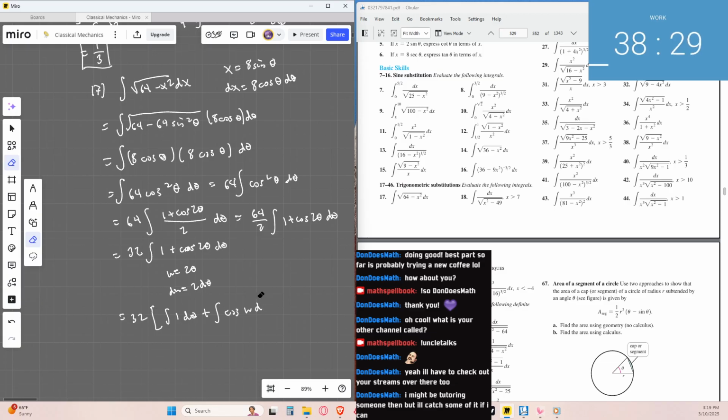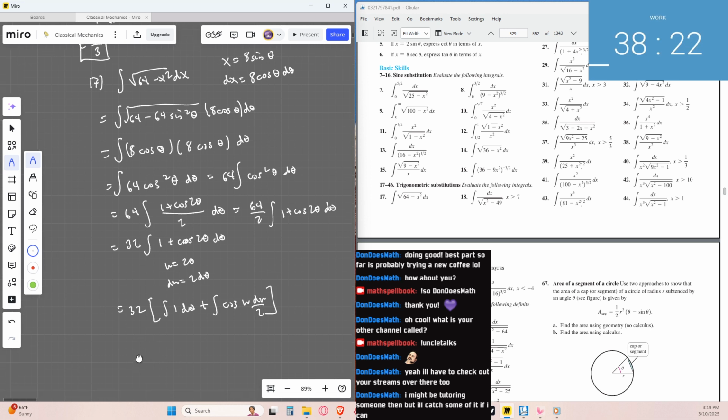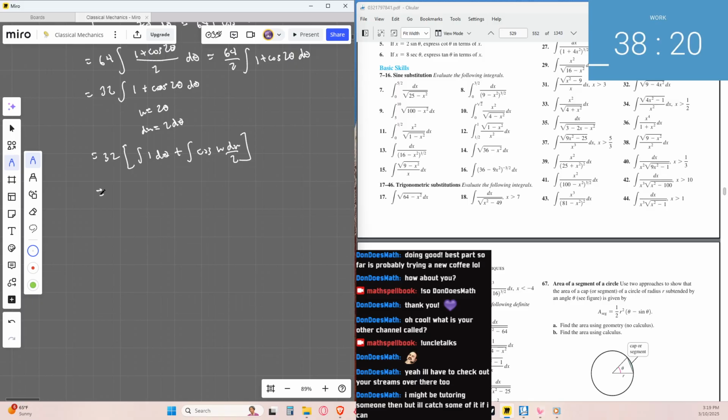Oops. And then that would be 2 underneath there, so let's just bring this up so you guys can see it better. Then we're going to be left with theta plus, put a half up out here. Actually, we'll just make it nicer.